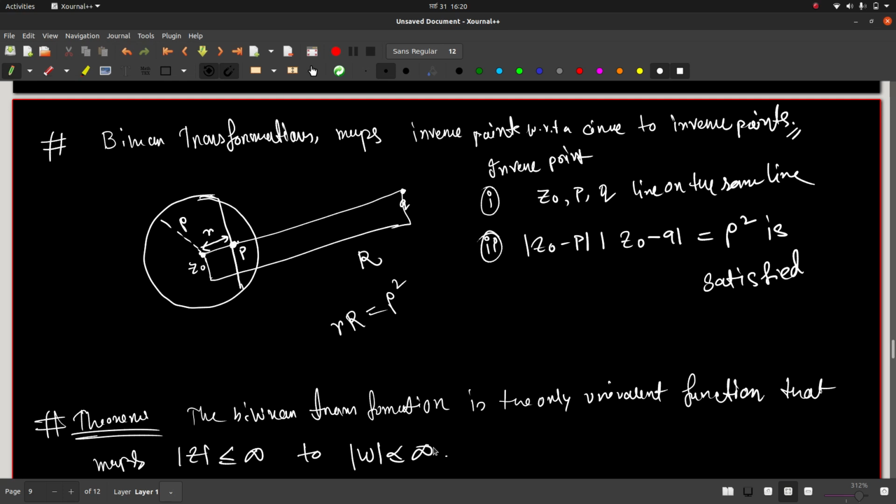So this will be it for today, and from the next lecture we will touch upon the final topics of this course that will involve some asymptotic evaluation of integrals.